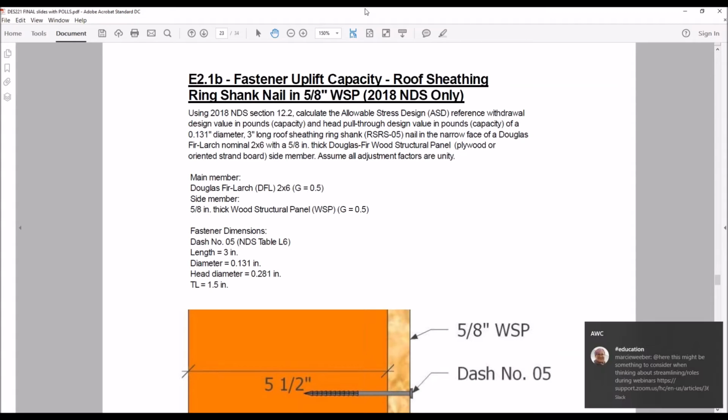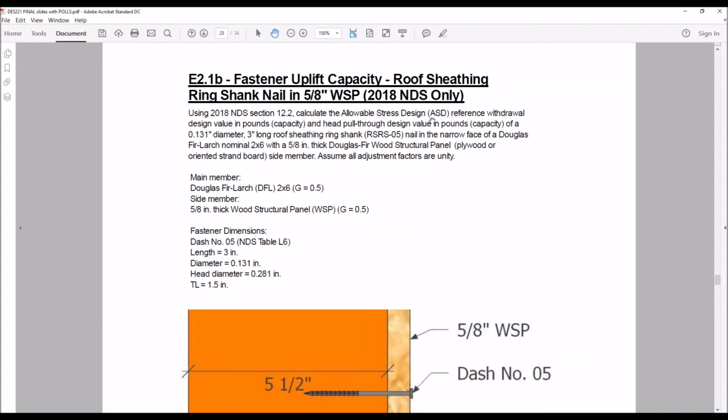So that being said, this is going to use the provisions from section 12.2, and this is an ASD example, allowable stress design, and we're going to calculate only the reference withdrawal design values. So we're not going to get into any sort of adjustment factors or anything like that. In this example, we're only trying to calculate the reference design value.